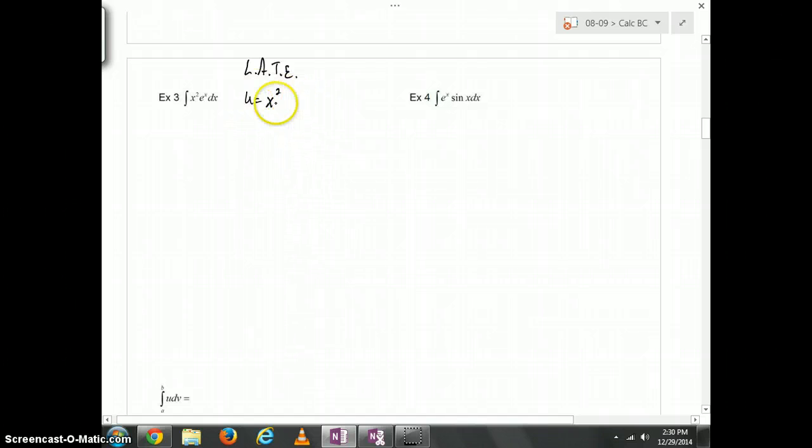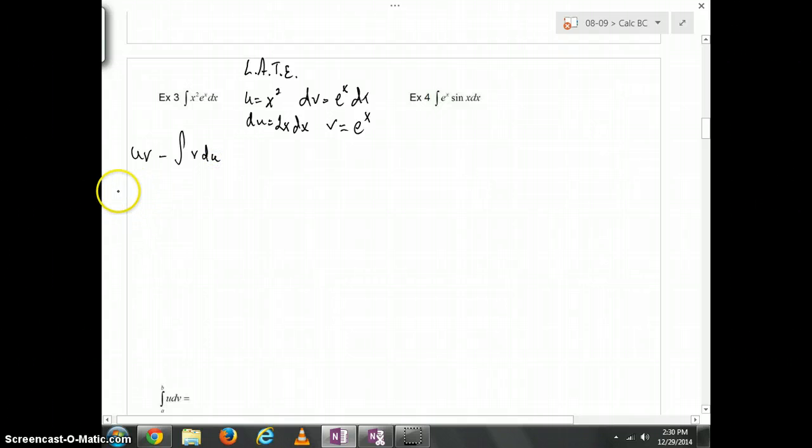So I'm going to let u equal x squared. What would dv equal? Well, dv would equal e to the x dx. Here I'd have du would be 2x dx. And then I'd have v is equal to just e to the x. Look at that. Well, you could see we'd have uv minus the integral of v du. And if we work this out, uv, we'd have x squared times e to the x minus this integral of e to the x. Now we have 2x dx.